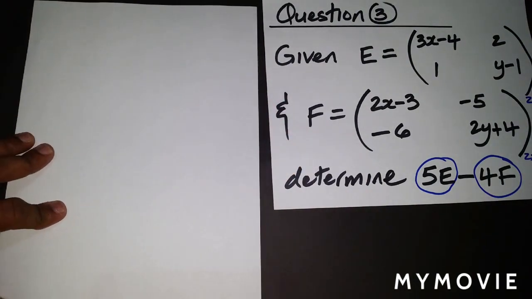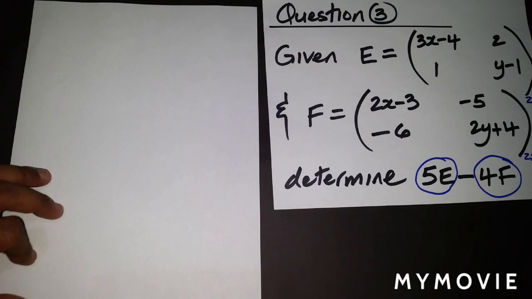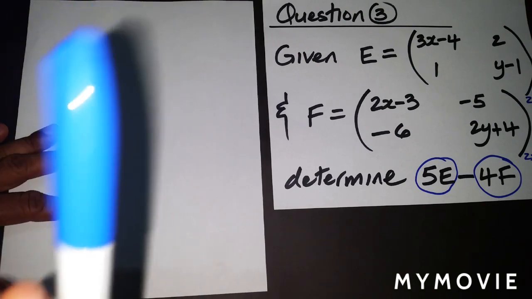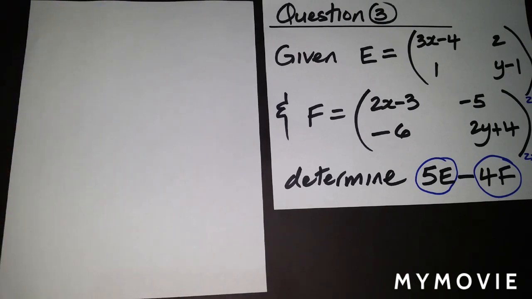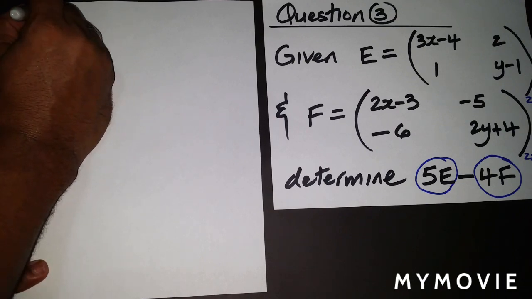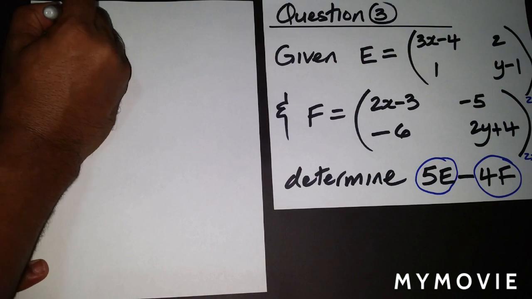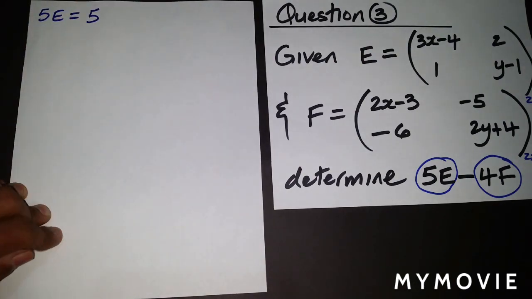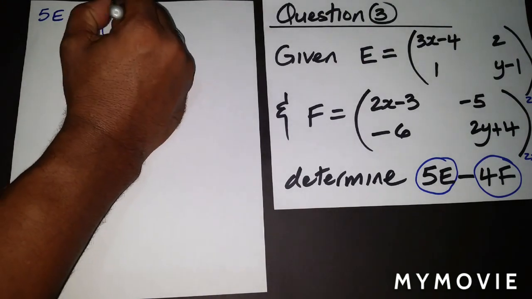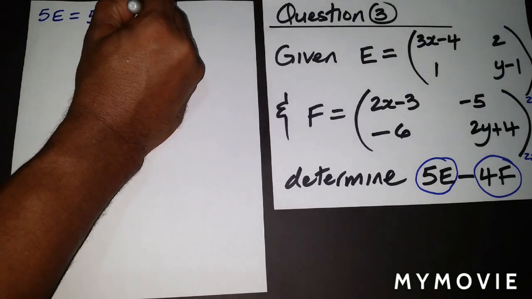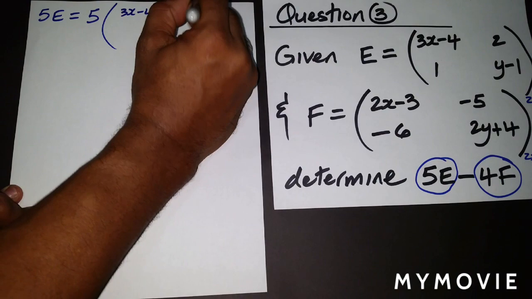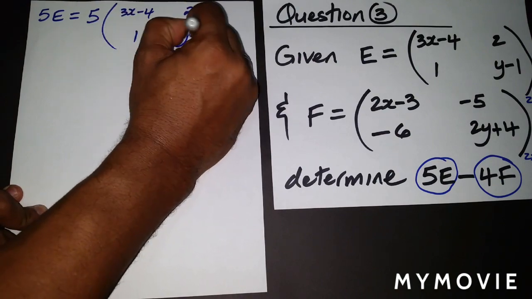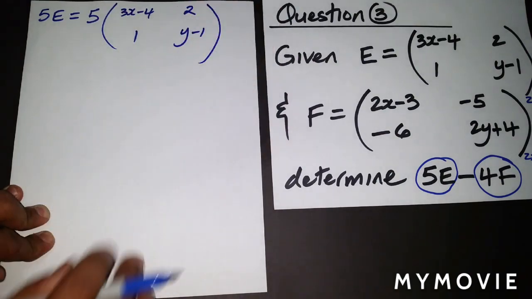Okay, so I'm going to use this marker here because I know I'm writing a lot, and this is a finer point than the big one, so I get a little bit more written on the paper. So the first thing I need to find is 5e, and this means we're multiplying matrix E by 5, and matrix E is 3x minus 4, 2, 1, and y minus 1.